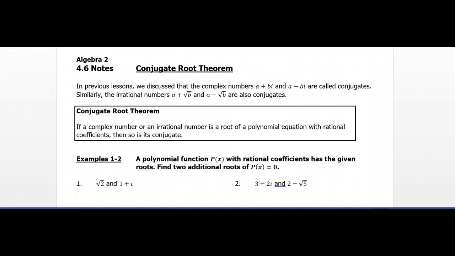Hello, 8th grade. In lesson 4.6, we'll be looking at the second of several theorems in this unit. This is called the conjugate root theorem. If you remember back, I think it was 2 units ago, we discussed this idea of conjugates.